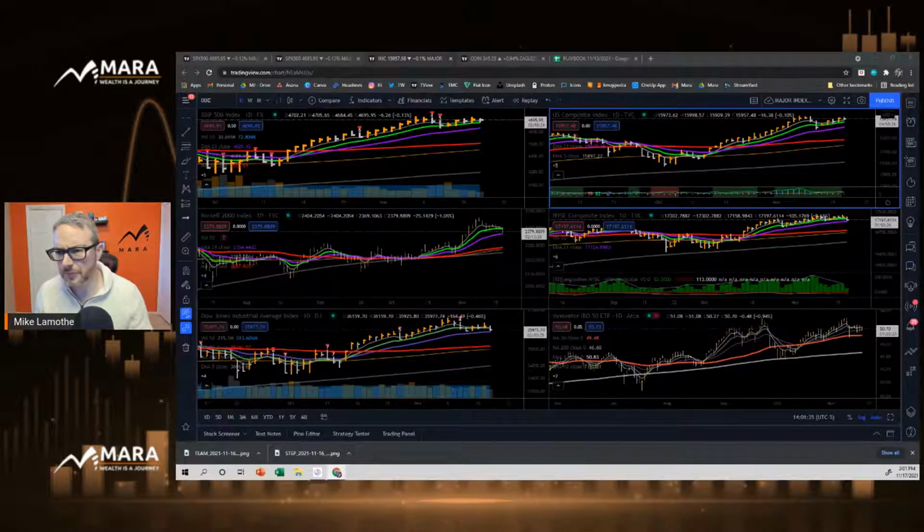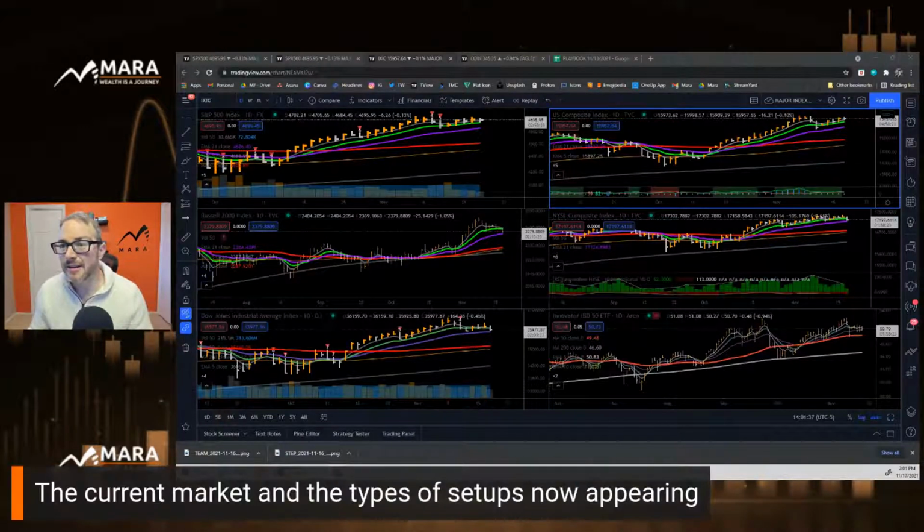So first thing that we're talking about again is the current market and the types of setups now appearing. So if we want to first try to figure out how we find the best setups in the current market, well, we need to know what the current market is. Right, that just kind of makes sense. Like if we want to know what type of flowers are getting ready to grow, well, we need to know what season we're in. So take that mindset and we apply that to the market.